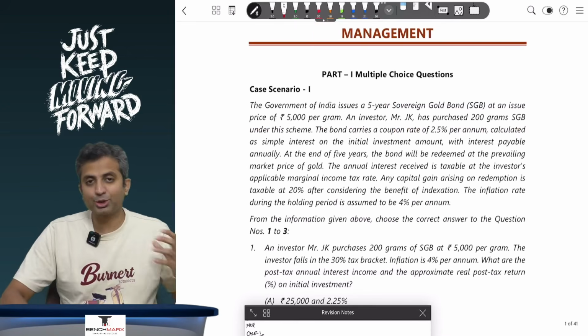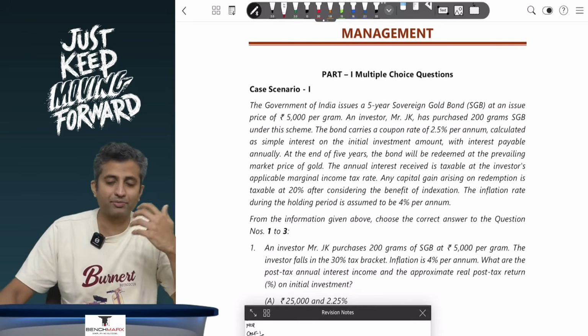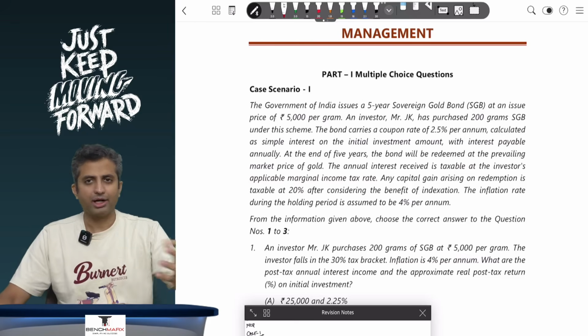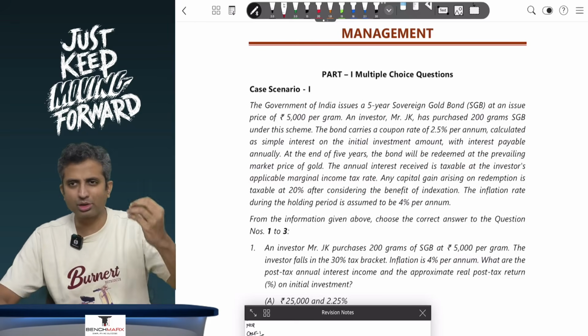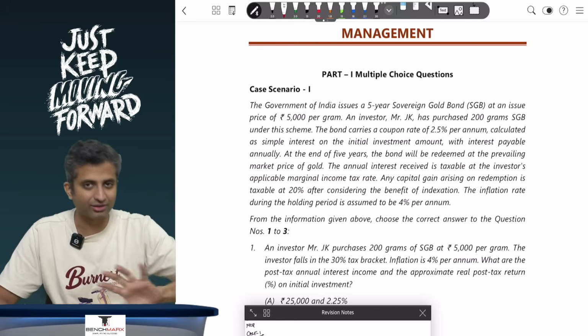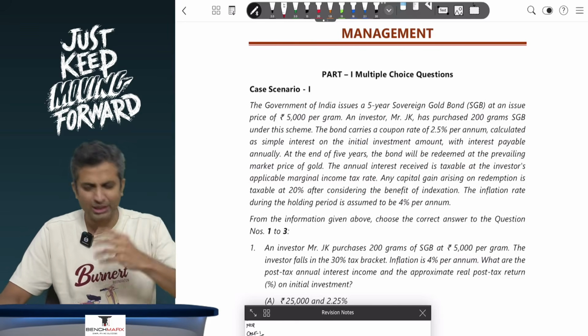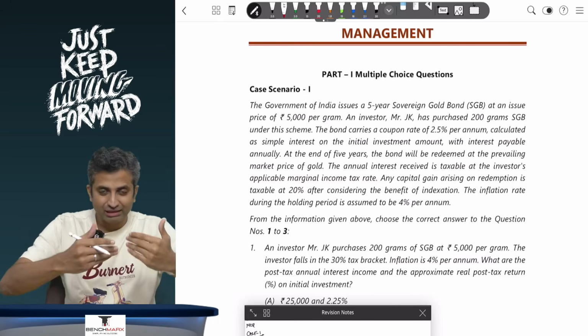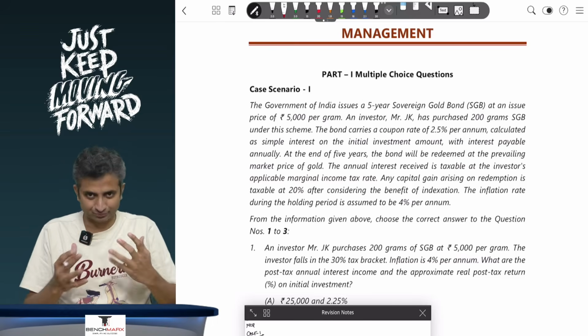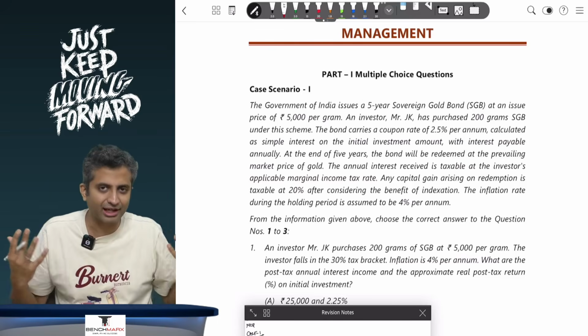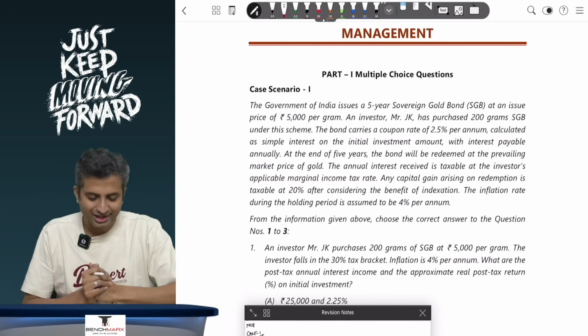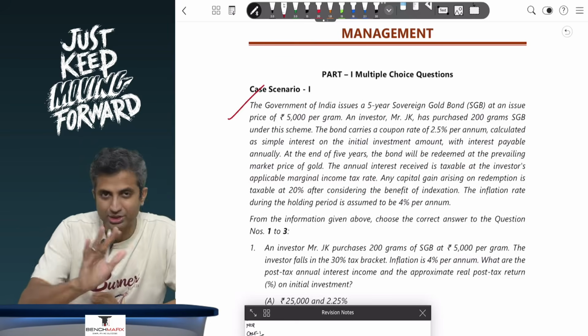The first MCQ case study was based on more of a sovereign gold bond, where you have been asked to calculate returns, capital gains, indexation. It seems to be more like a tax-based MCQ. But once you read through this, at the initial instant, like every other question, this is a shocker. But this is, I would say, manageable.